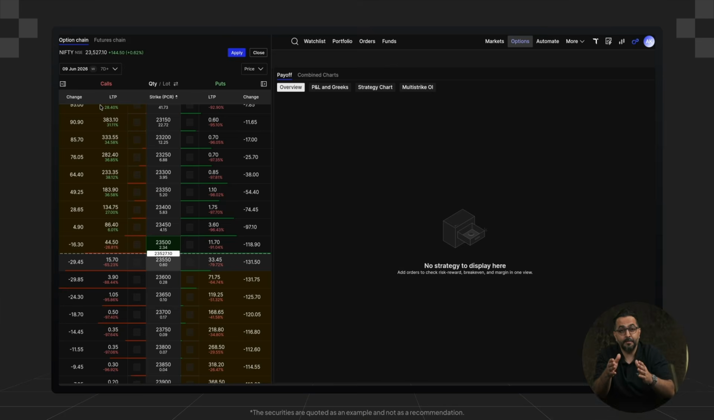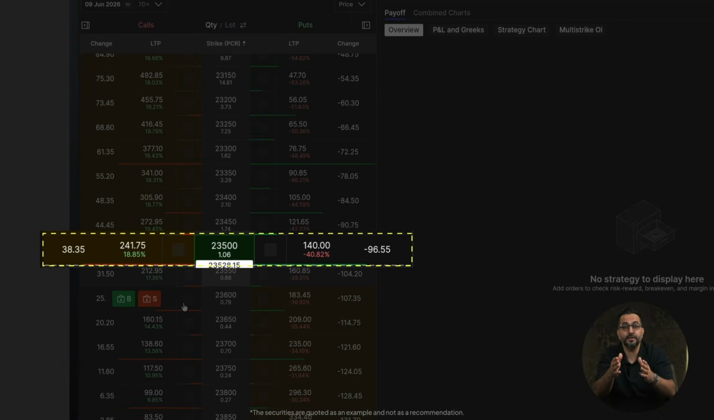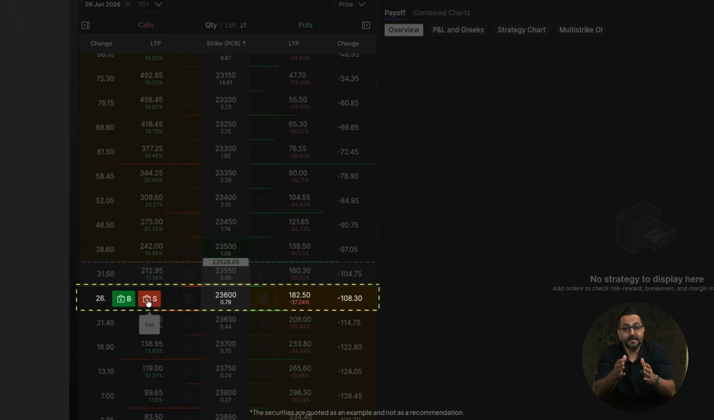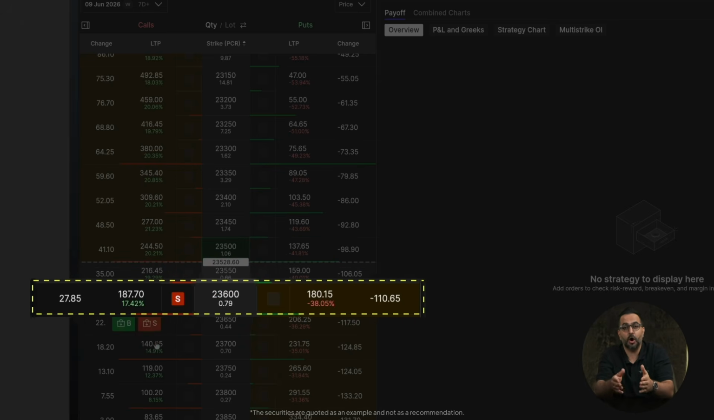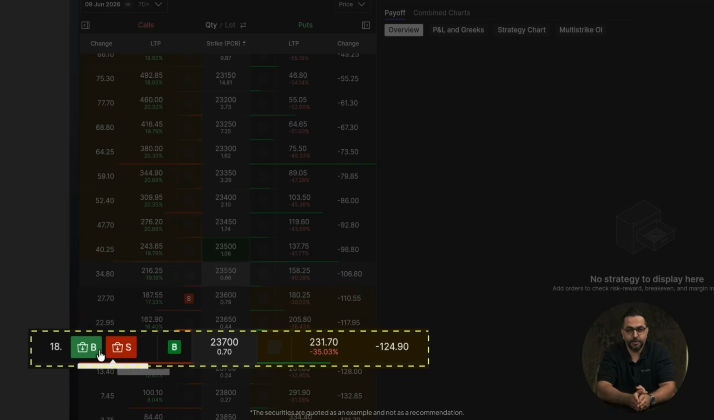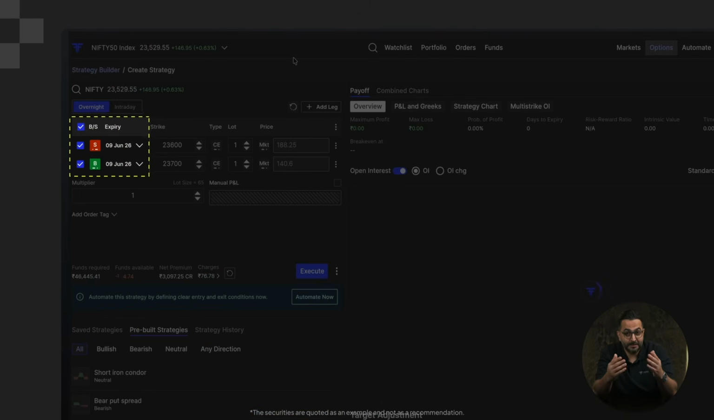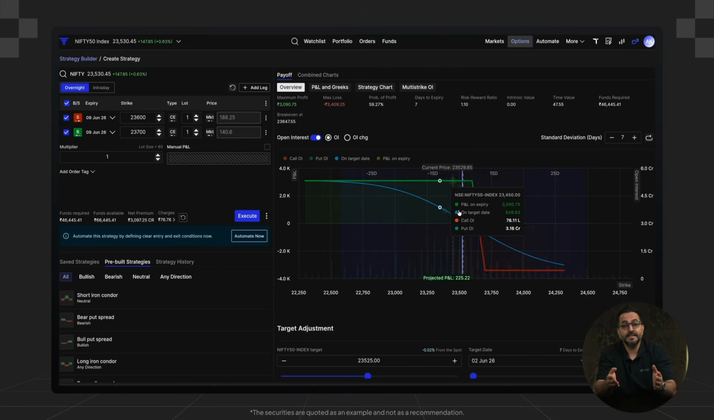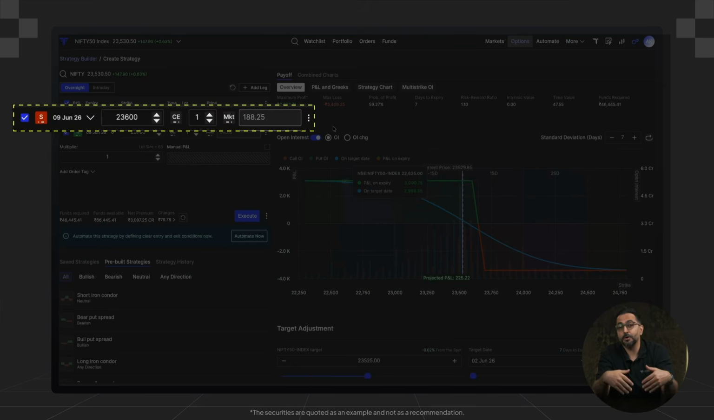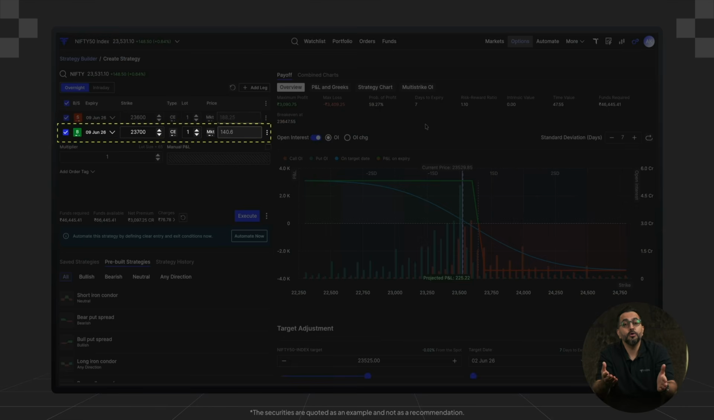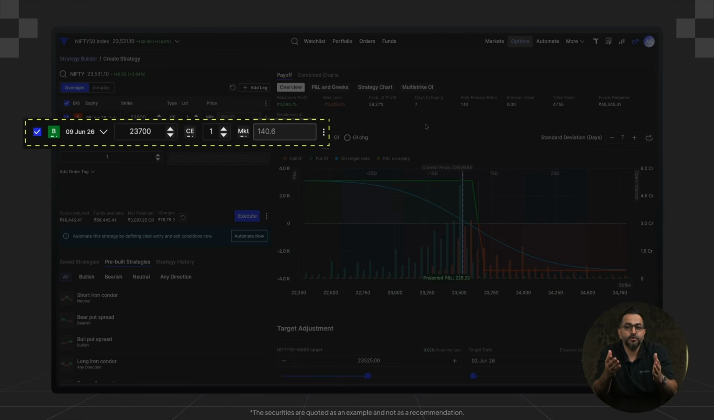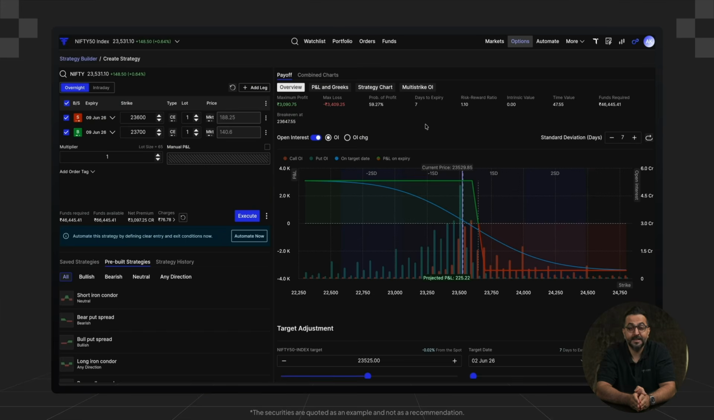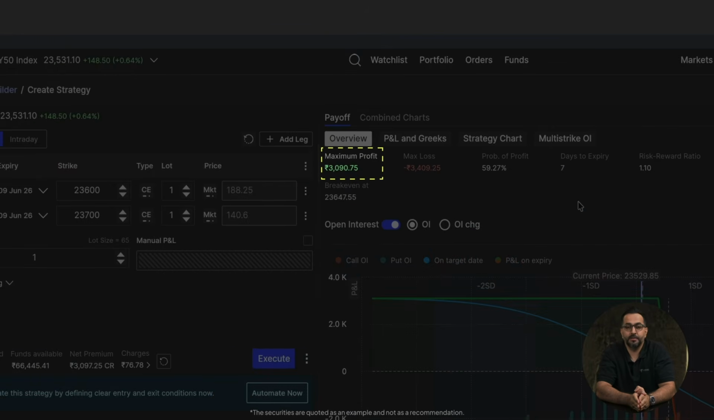Now let us set this up on FYERS Strategy Builder. In this example, Nifty is trading around 23,500. We sell the 23,600 call option. Then, we buy the 23,700 call option. Both options have the same expiry. So the trade is simple. You collect premium from the call you sell, and the call you buy protects you if Nifty moves sharply above your view.